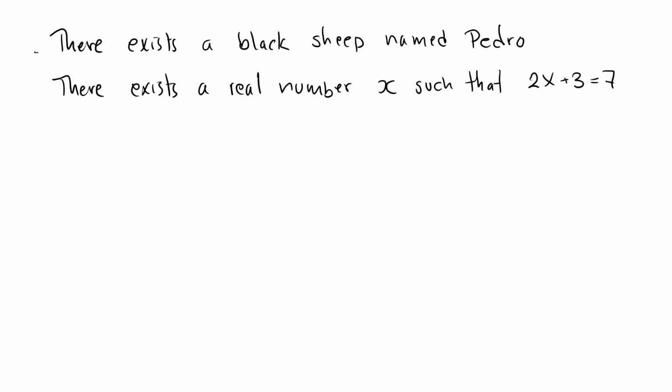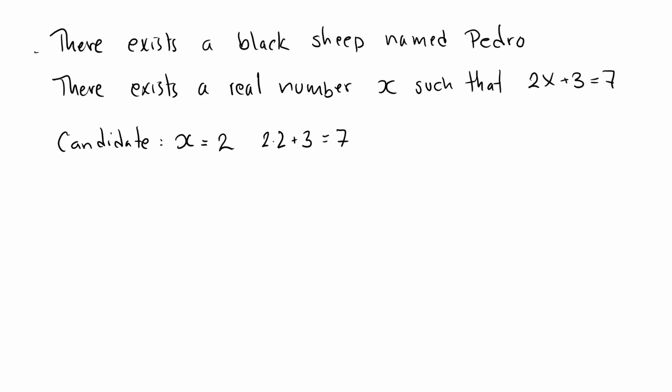The way to prove an existence theorem is to put forward a candidate and show that this candidate does precisely what we want. In our first example, we present a black sheep and confirm that this sheep indeed has the name Pedro. In the second case, we consider the candidate x is equal to 2. Since 2 times 2 plus 3 is equal to 7, the proof is complete.